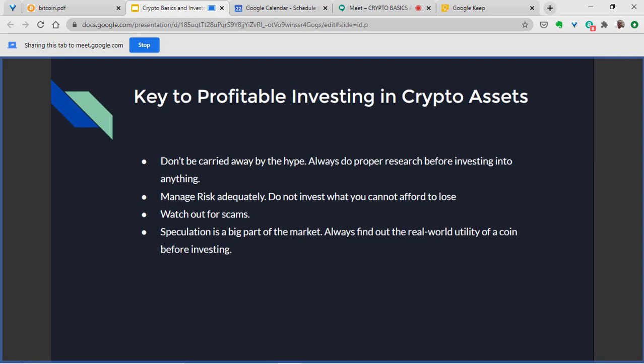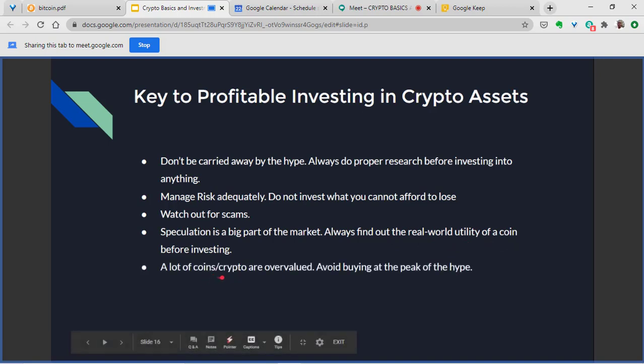What I'm trying to say is that a lot of what drives the price up or down is speculation, people's trading activity, people just trying to make money. It doesn't mean the thing doesn't have value, but always try to find the real-world utility of a coin before investing. Very important. Consequent to that point, a lot of coins and cryptos are overvalued. Plenty. There are so many.